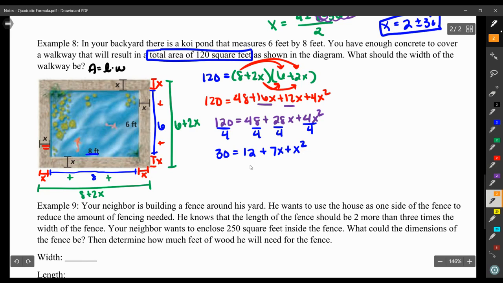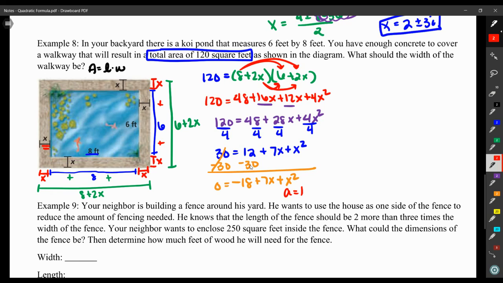Finally, to be able to solve this with either quadratic formula or factoring, you're going to have to move over the 30. You need it equal to 0 before we can start solving. So we've got negative 18 plus 7x plus x squared. Now we're ready to start solving with a quadratic formula. So remember, a is actually still a 1. A is always next to x squared, no matter what order these are written in. So your b value is a 7, and your c value is negative 18.